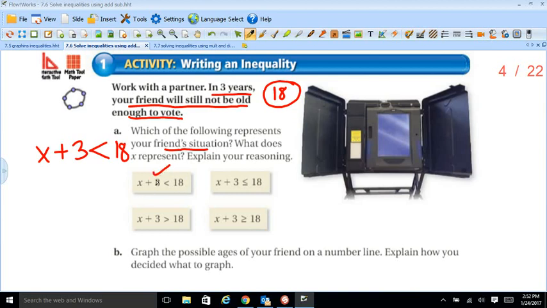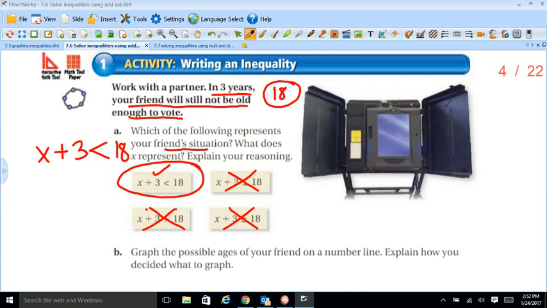Let's check the other answer choices, though. x plus 3 is less than or equal to 18? No, because if you're equal to 18, you can vote. So that cannot be the right answer. Again, this is greater than 18. If you're greater than 18, you can vote. That is not the correct answer. And if you're greater than or even equal to 18, you can still vote. So the only choice left is the obvious choice, which is the correct one.